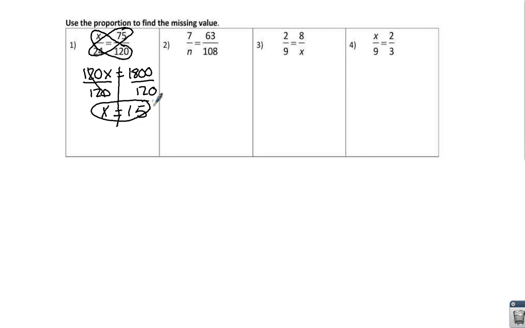And you can check this by typing in your calculator. If you type in 15 divided by 24, get your answer. And then type in 75 divided by 120, get an answer. And if those answers match, it is a proportion. We did get it correct.